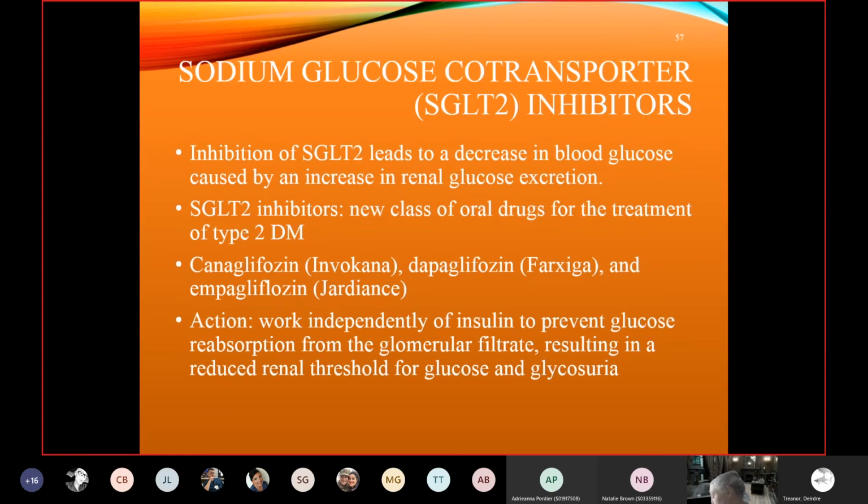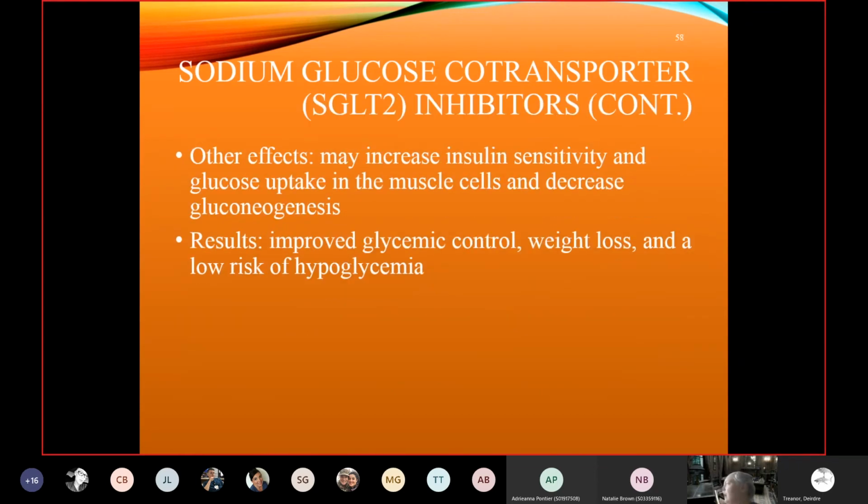There are quite a few. They may also increase insulin sensitivity. Quite a few out there. So we're thinking Invokana, which has actually been taken off the market. Farxiga and Jardiance are indicated for type 2 diabetes, monotherapy or in combination. Other effects, they may increase insulin sensitivity and glucose uptake in the muscles, resulting in improved glycemic control.